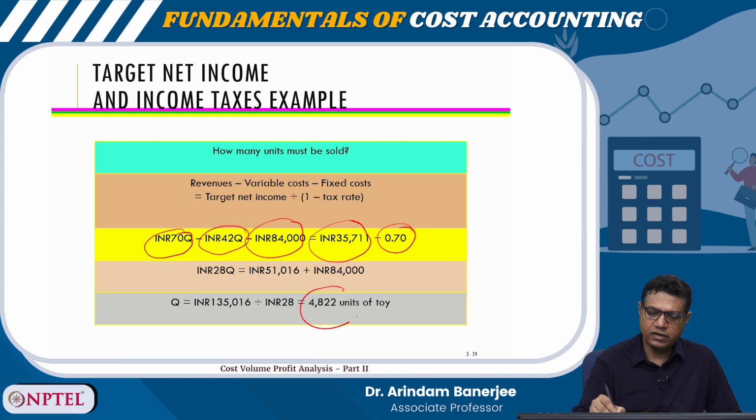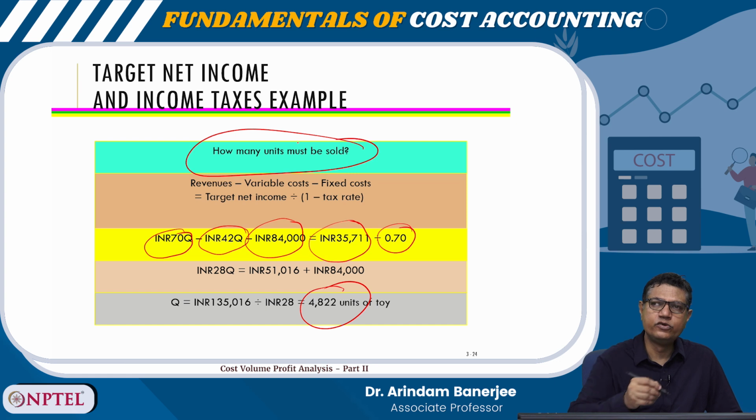So it is 4,822 units of toy. If I include income tax and the tax rate is 30%, then I need to sell 4,822 toys.